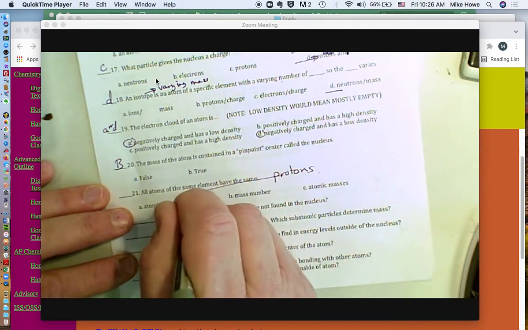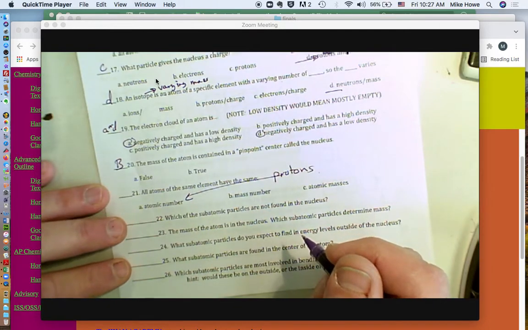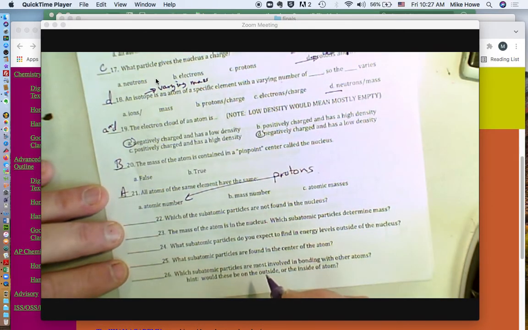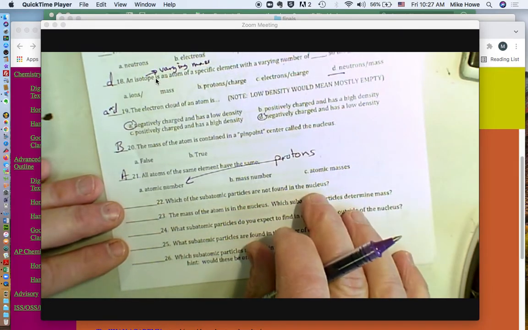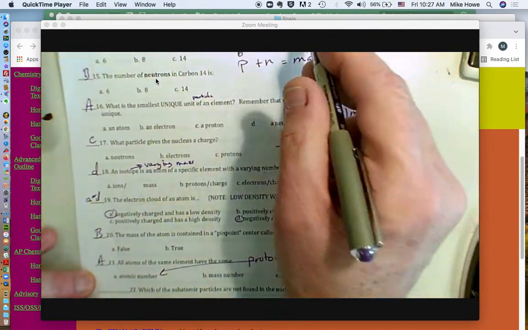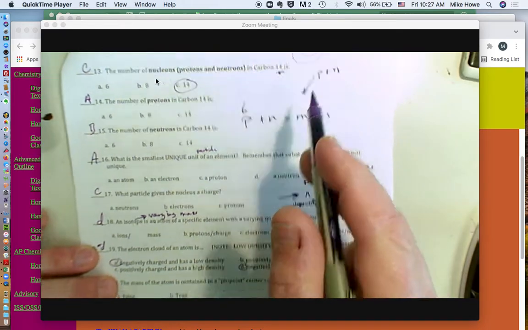Protons are defined as the atomic number. So the answer is A. All right, which of the subatomic particles are not found in the nucleus? Well, think back to our picture. That'd be the electrons, the ones that are out there.